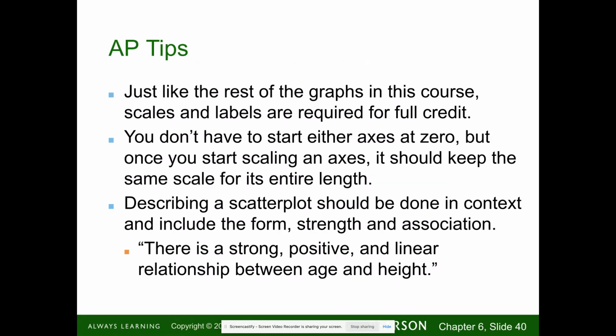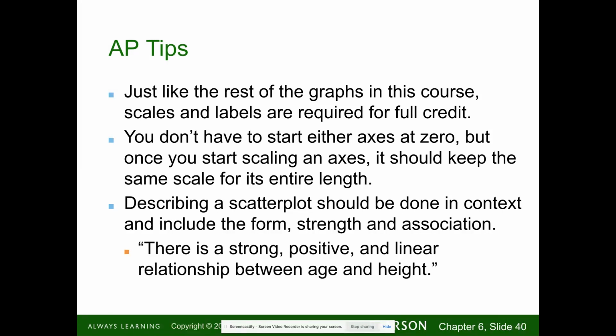All right, here's some tips for your AP class. Just like the rest of the graphs in this course, scales and labels are required for full credit. So if you go to a graph of a scatter plot, you got to label things, okay, to get full credit. You don't have to start either axis at 0. But once you start scaling the axis, it should keep the same scale throughout the entire length.